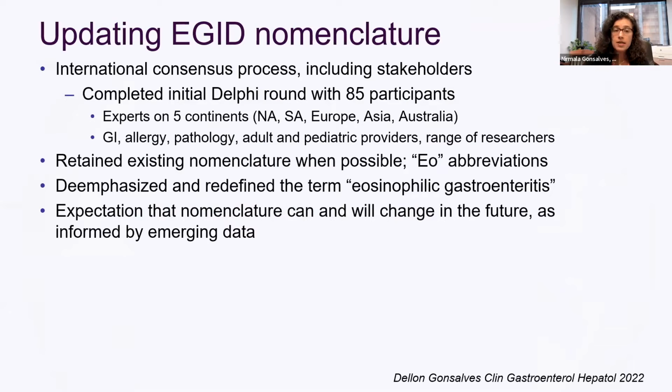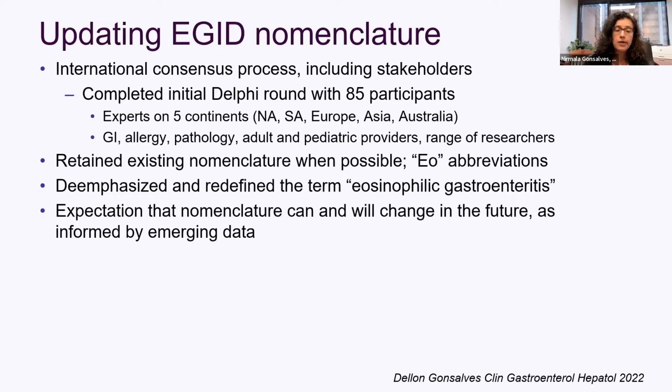85 participants completed that initial Delphi round, and a Delphi round is just basically asking people if they agreed on these statements, if they agreed with these recommendations. There were experts from 5 different continents: North and South America, Europe, Asia, and Australia. There were numerous experts: gastroenterologists, allergists, pathologists, both adult and pediatric, and a range of researchers.